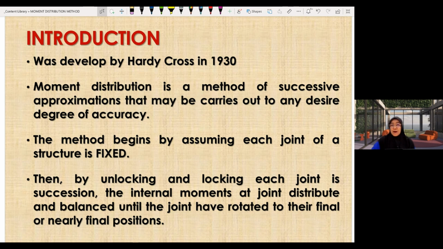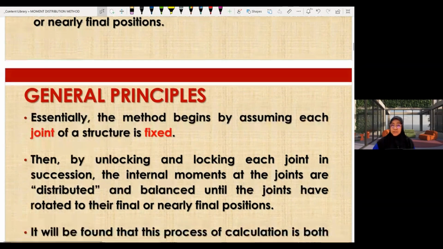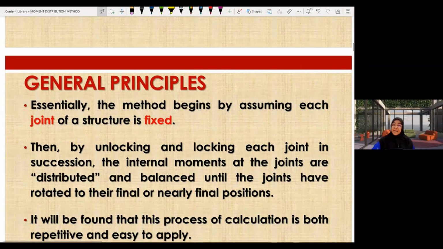After that, we do unlocking and locking. So the terms are unlocking and locking. This is the process that we are going to do in the distribution table, and we distribute the moment. We distribute the joint moment, and finally we get the member end moment. In the table, we repeat the distribution process again and again. In the table, there are actually two steps.